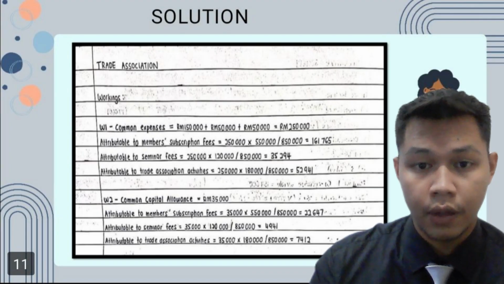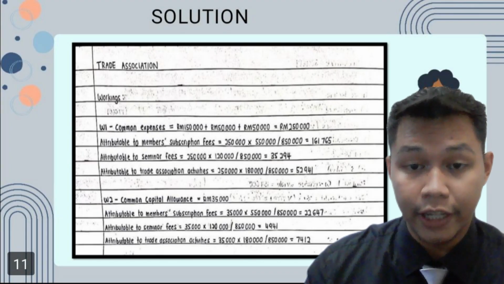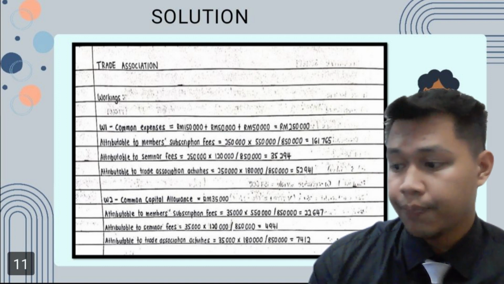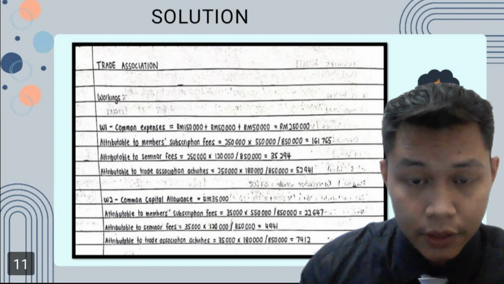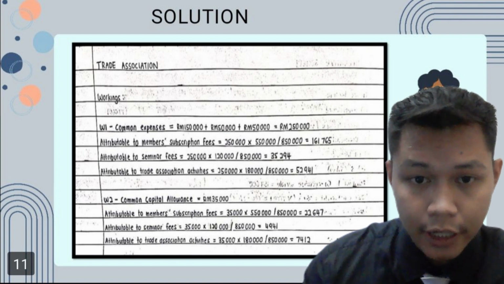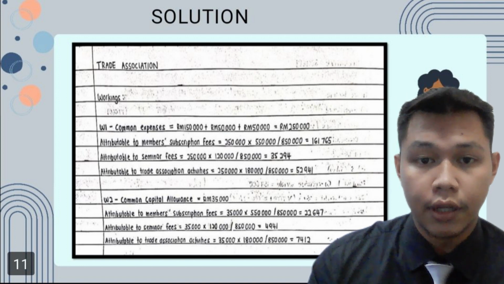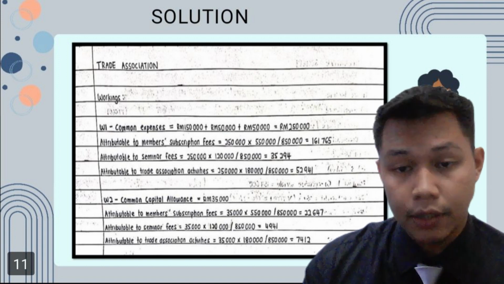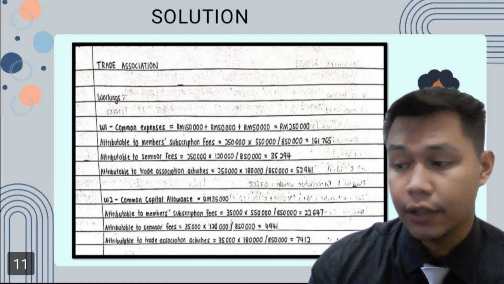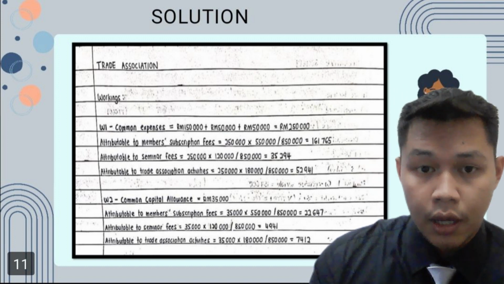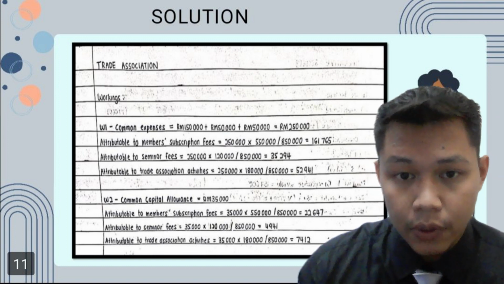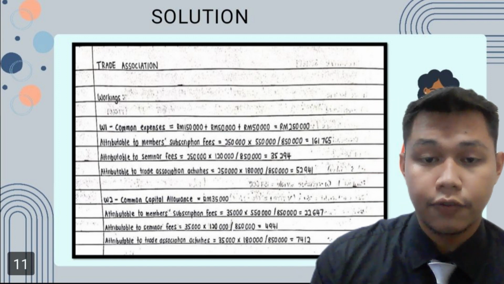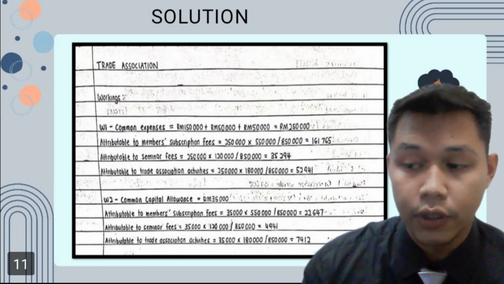Okay, the common expenses that relate to the trade association, which are the directors' fees, employees' remuneration, and the miscellaneous expenses, will be attributed to the three incomes, which are member subscription fees, seminar fees, and trade association activity. And also the capital allowance for the year of assessment 2023 is 35,000 and will also be attributed to the three of them.